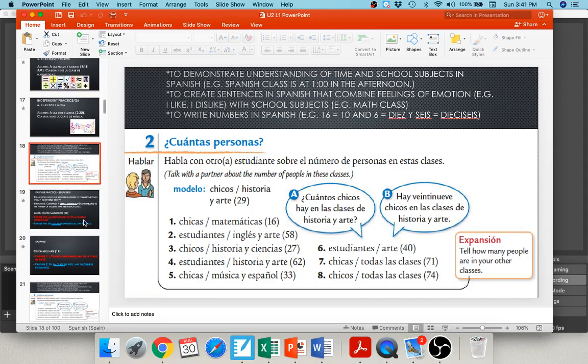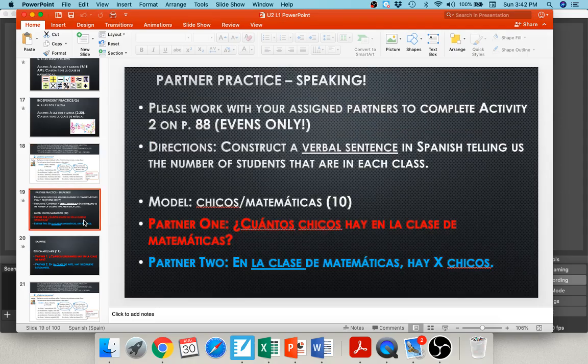Let's do another one together here, just so you can kind of see. We'll do a couple more. So in this case, in the model, I've given you chicos, boys, matemáticas, math, and 10. So we're trying to write a sentence in English that would say there are 10 boys in math class. So you're going to start out with that word hay, H-A-Y, whatever number, 10 in this case, chicos, en la clase de matemáticas. You could write it either way.